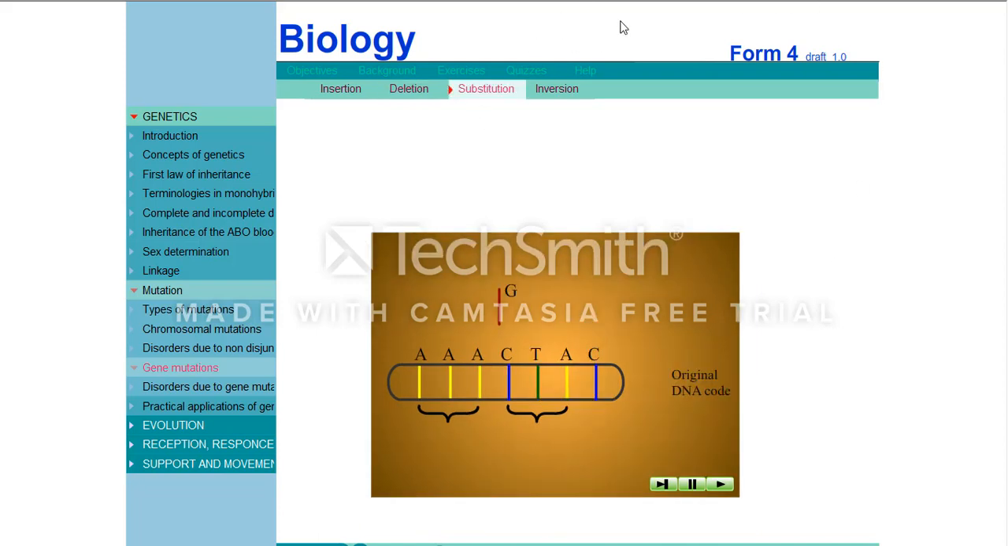Substitution. It refers to replacement of a portion of the gene with a new portion. For example, if A is replaced with G on a DNA strand, the base sequence is altered. Play the animation to see how substitution occurs.